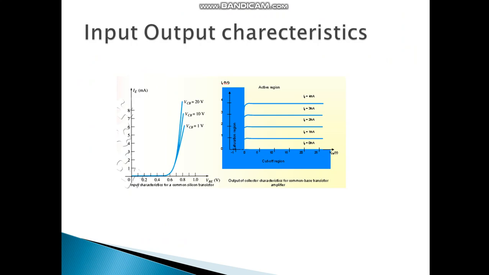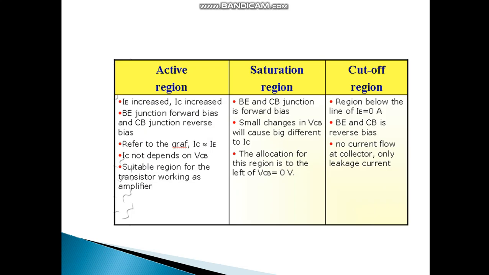So these are the input and output characteristics. The first one shows the input characteristics. Here the curve is drawn between the base voltage and the emitter current. There are three regions: active region, saturation region and cutoff region.